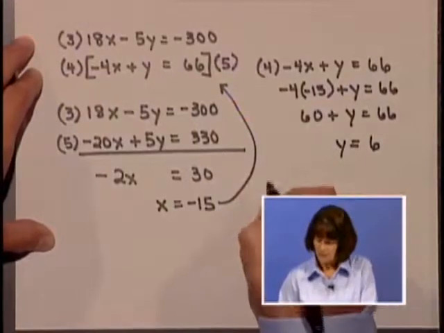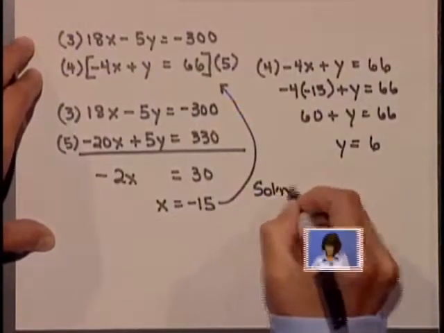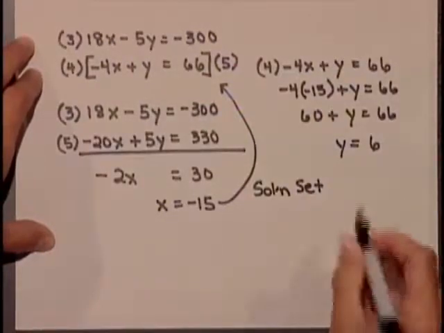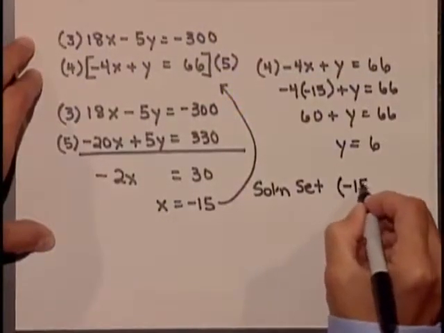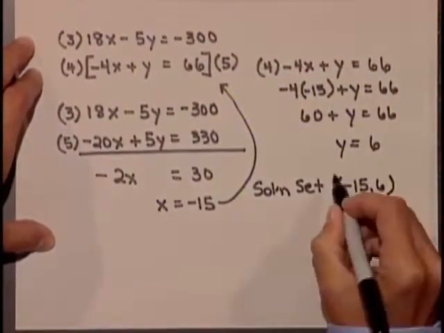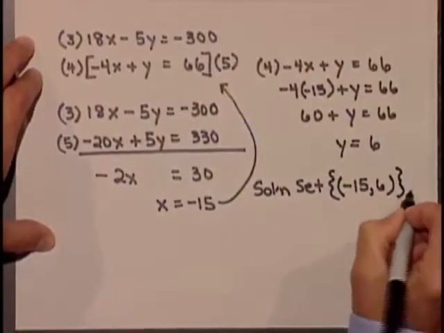We made it. The solution set for this system is the point x equal negative 15, y is equal to 6.